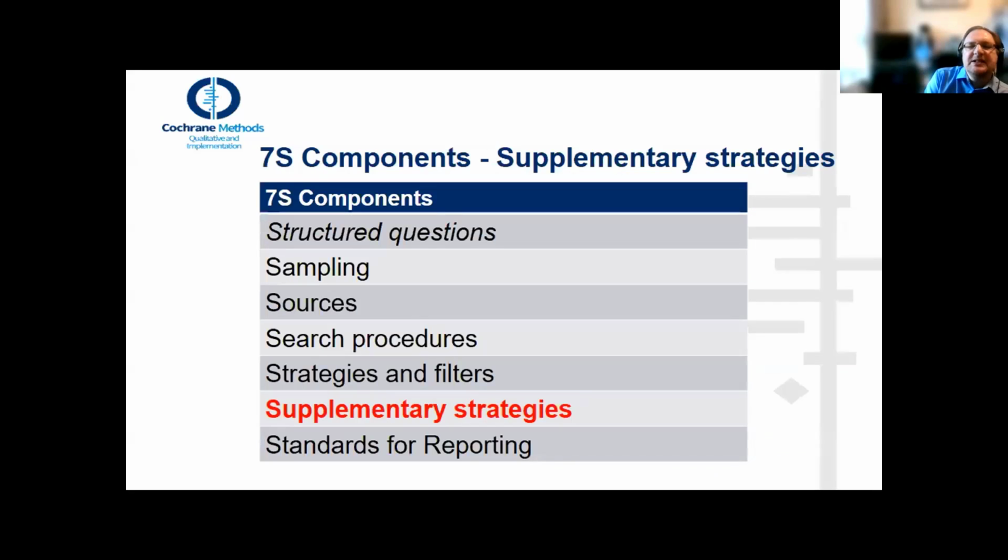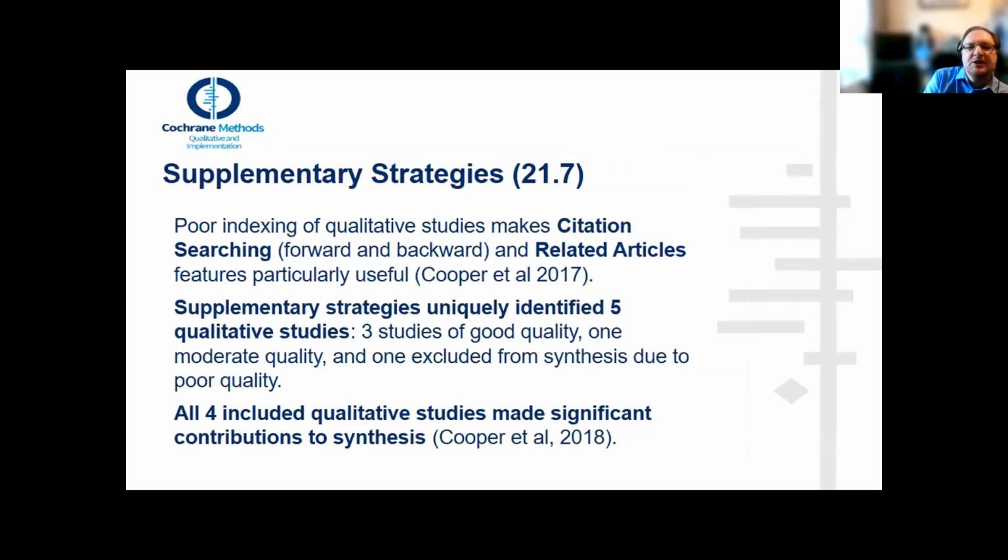So towards the end of our 7S strategy, supplementary strategies, we find that because of the poor indexing of qualitative studies mentioned earlier, features like citation searching or indeed related articles become particularly useful. Now, these become really difficult to report, but they're worth doing because of their yield. And this is a study I did with Chris Cooper and colleagues down in Exeter that actually found additional good quality studies from using these techniques that actually changed the overall interpretation of the synthesis.